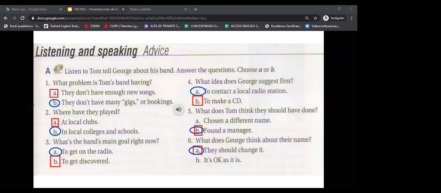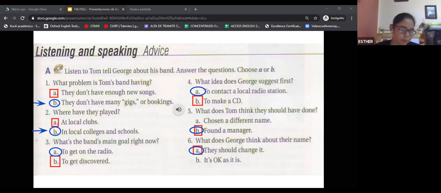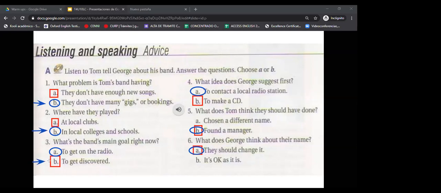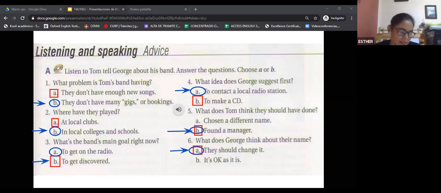Good answers, guys. Number one, it is B. Number two, it is B. Number three, it is B. Four, A. Five, B. And six, A. Okay. There you go, guys. You're doing good. Yeah. You're doing really good.